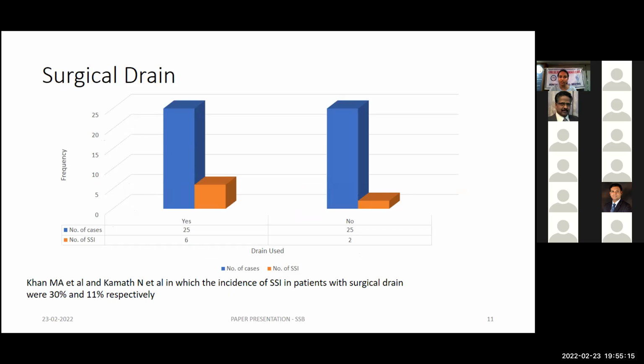The usage of surgical drains also increased the incidence of surgical site infection. Out of 50 patients, drain was inserted in 25 patients, out of which 6 patients developed surgical site infection. In a study conducted by Khan et al. and Kamath et al., the incidence of surgical site infection in patients with surgical drain was 30%, and with no drain was 11%.